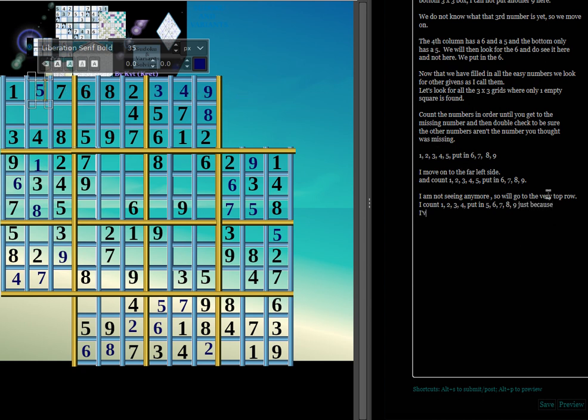I double check just because I might put in a number where it already existed in the same row or column or box. This way, I catch those silly mistakes right off the bat. I am going to move down to the bottom 3 by 3 grid on the left side.